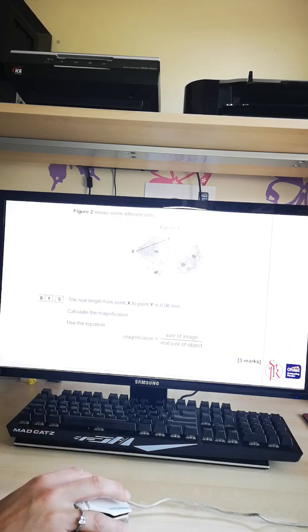Here's an example of an exam question you can have a go at now. This is from the GCSE last year. If you want to pause it and have a go.